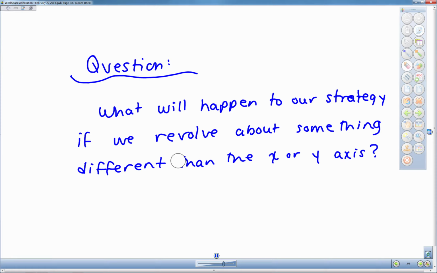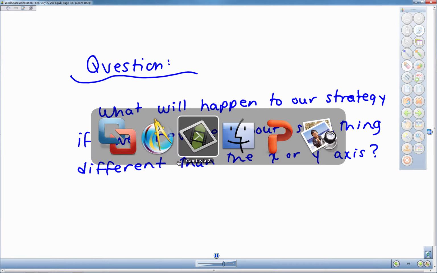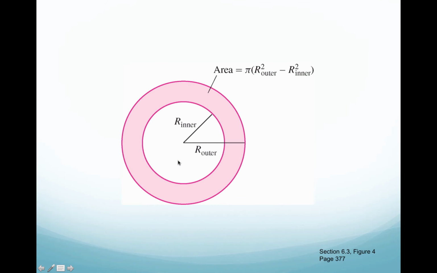It's just slightly more complicated. So let me show you what we're looking at here. This right here represents the area of a particular cross section of a washer. Suppose I wanted you to find the area of this pink shaded region. How would we find the area of that pink shaded region?